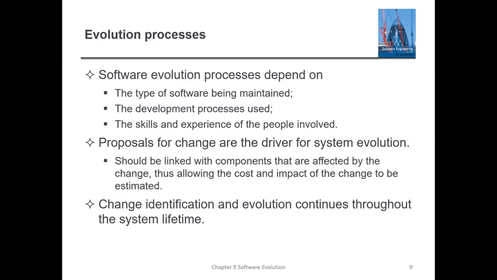Then the last point is that change identification and evolution continue throughout the system lifetime. I have already shown you the spiral model. What happened in that? Once release one is done, if you are not satisfied with it and want to add some new features, you can go for release two. So changes can occur multiple times inside your program, and you can continue the evolution process many times throughout the lifetime of the system.